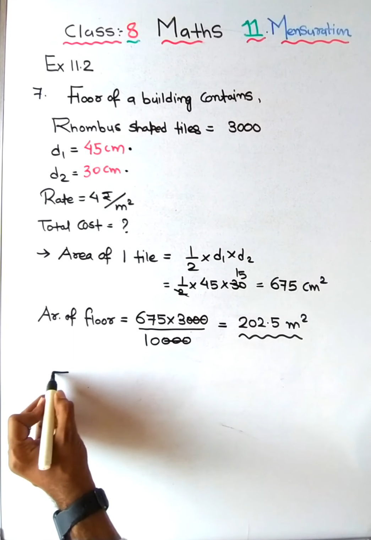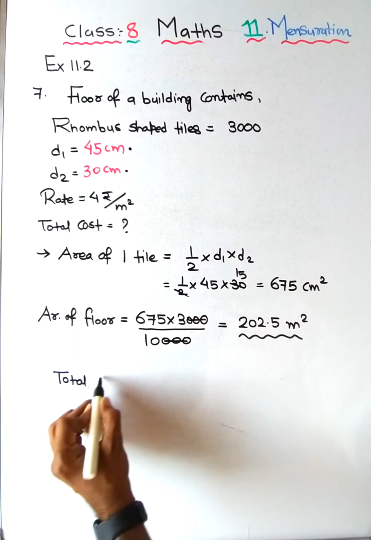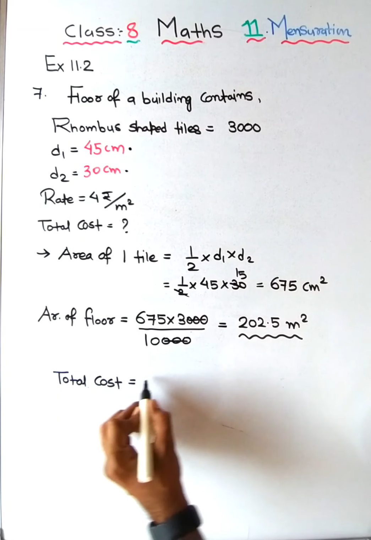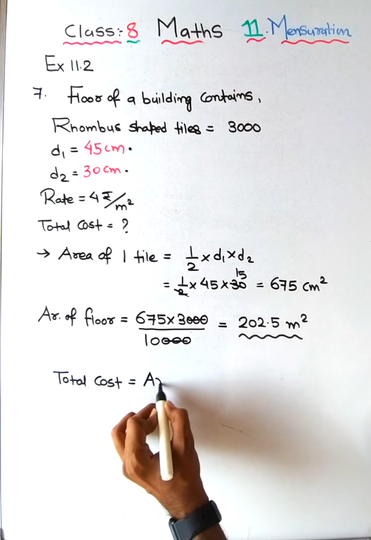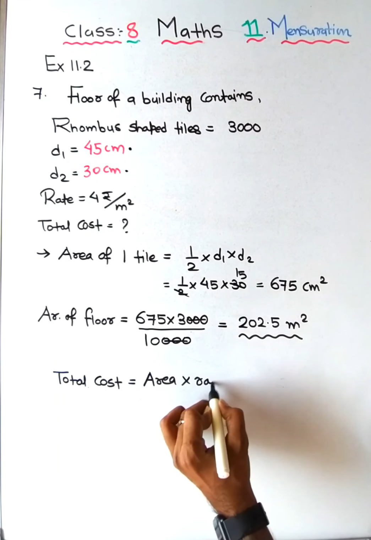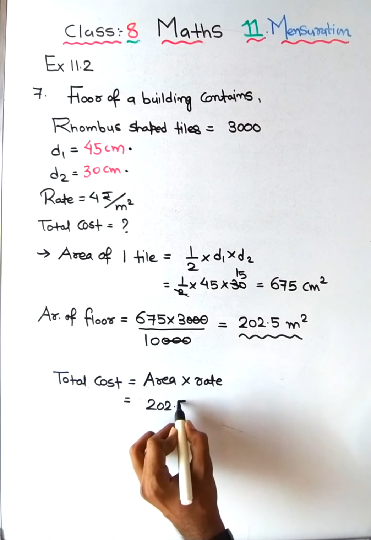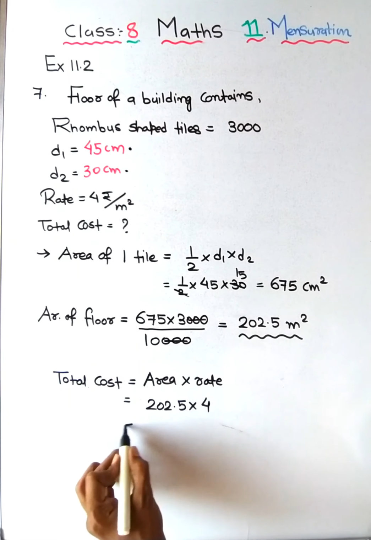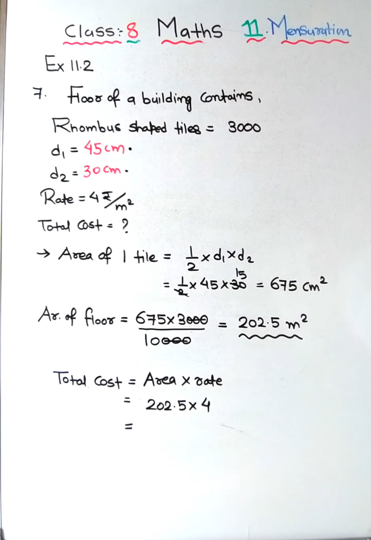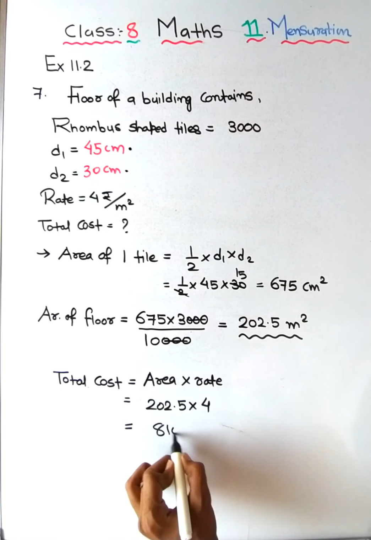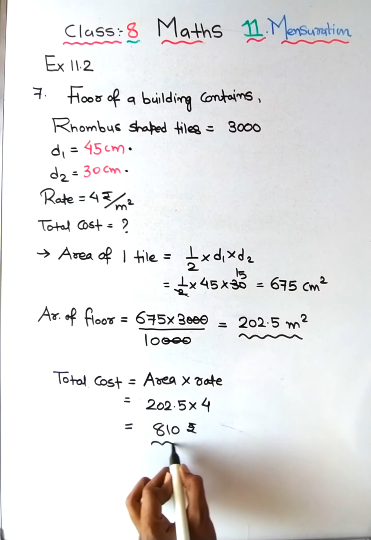Now let us go for the total cost. So total cost equals area into rate. Area is 202.5, rate is 4. So if you multiply these two, the answer you will get is 810 rupees.